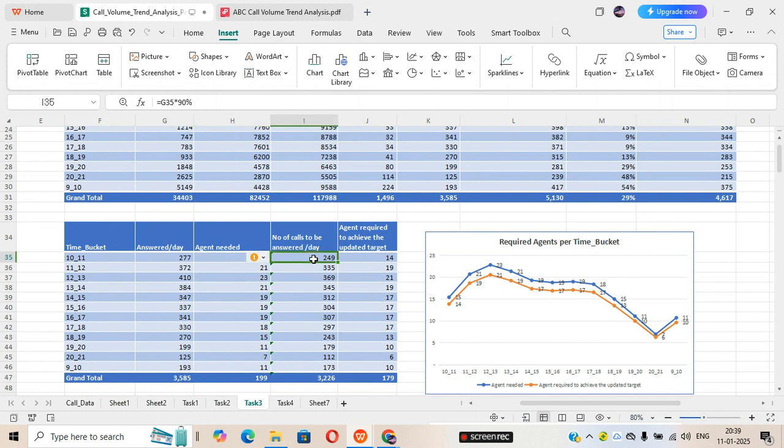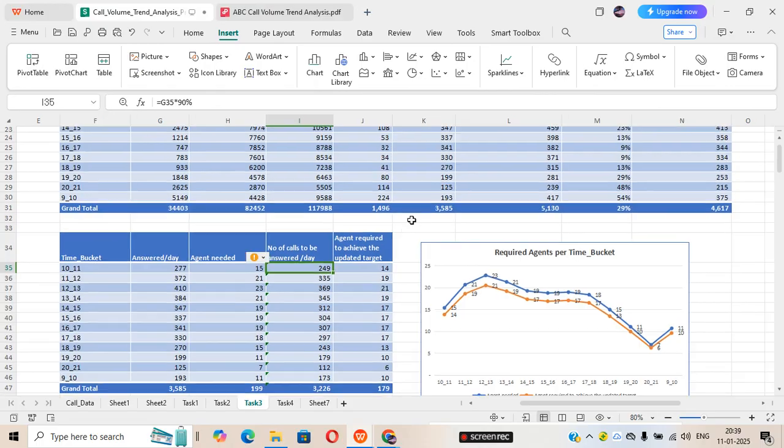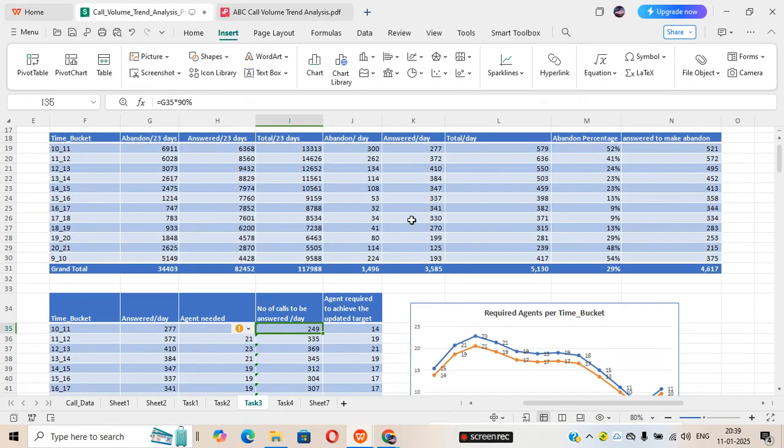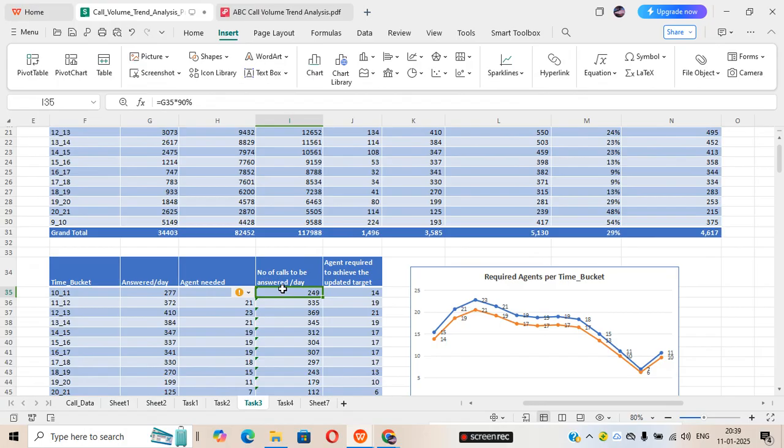After this, I calculated the number of calls to be answered per day. This is calculated by answer into 90 percent. So we got the answer for the number of calls to be answered per day. After this, we calculated the agents required to achieve the updated target. So this will get the total number of calls to be answered per day divided by 18.